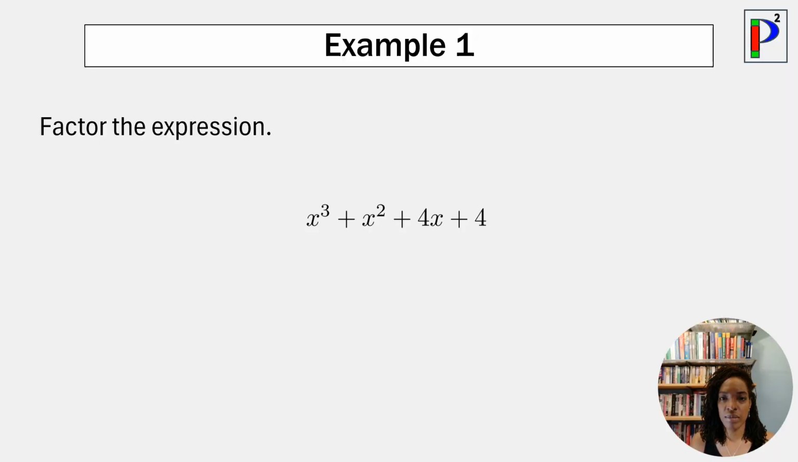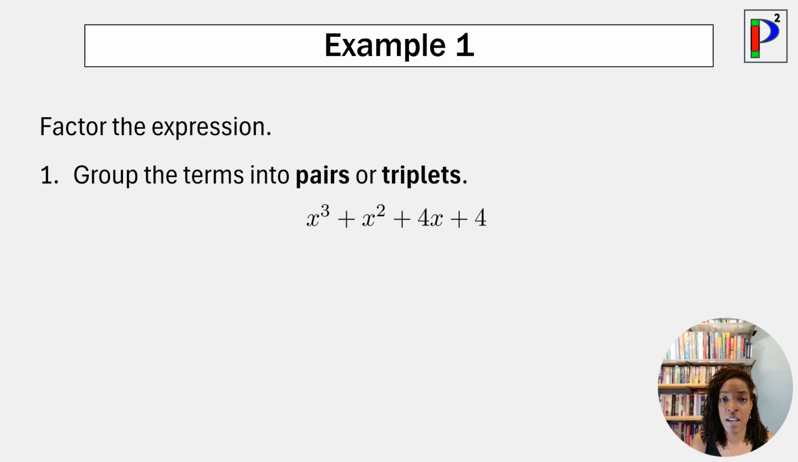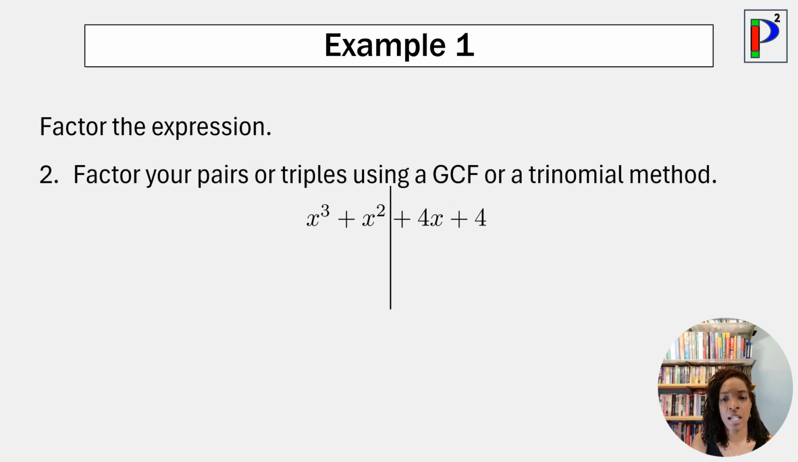So let's get started. We need to factor x cubed plus x squared plus 4x plus 4. We know to look for a GCF first. I don't see one, so let's move on. This has 4 terms. It needs to be grouped into pairs or triplets. I'm going to try 2 pairs. I'll add a line here to help me see, and I'll look for a GCF on either side of the line. On the left-hand side, my GCF is x squared, leaving x plus 1. On the right-hand side, my GCF is 4, leaving x plus 1.